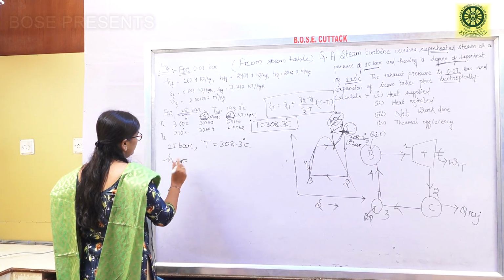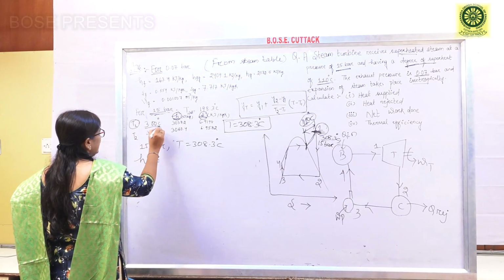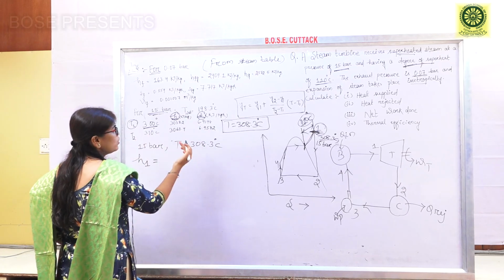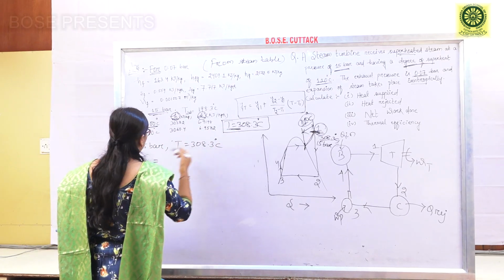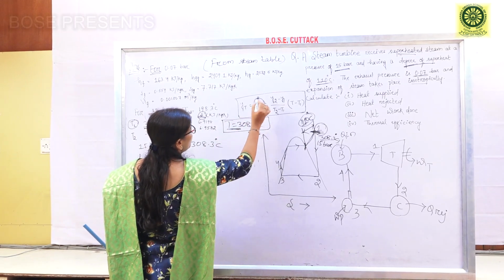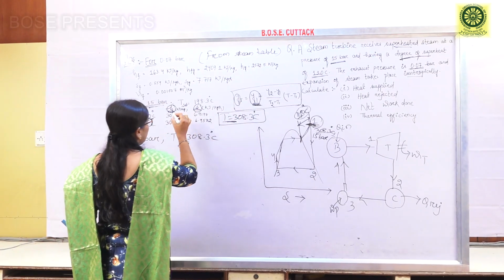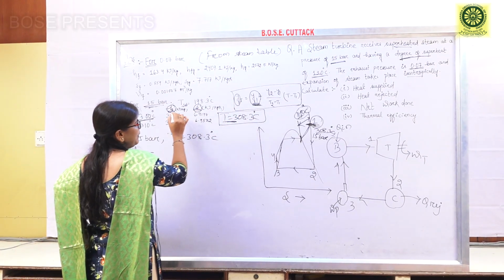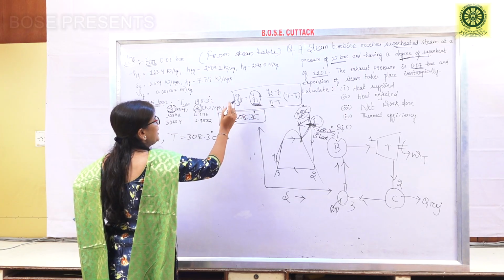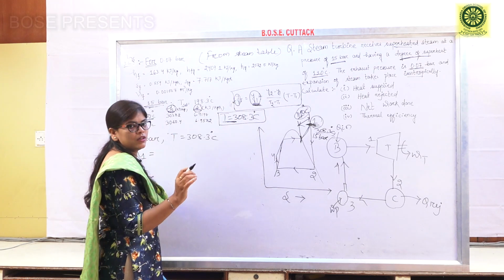So let me find out. H1 will be how much? See here, T1 is 300 degree. I have written these values from the steam table only, but I don't know it for this temperature. So I have given a formula for this. Y1 means here Y indicates the properties. If I am going to find out enthalpy, then Y indicates H. If I am going to find out entropy, then Y indicates S.